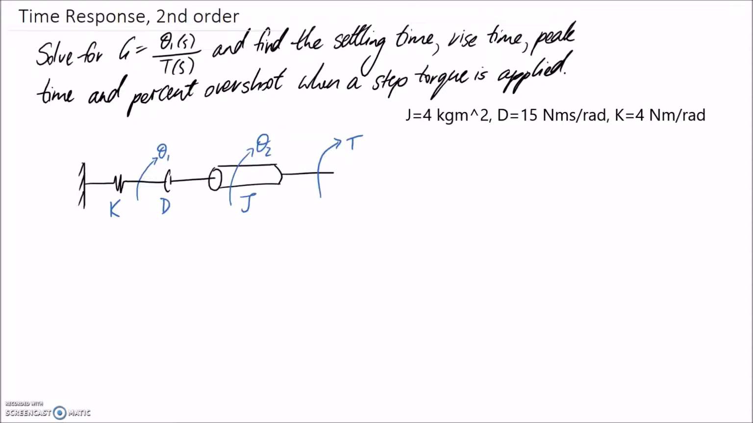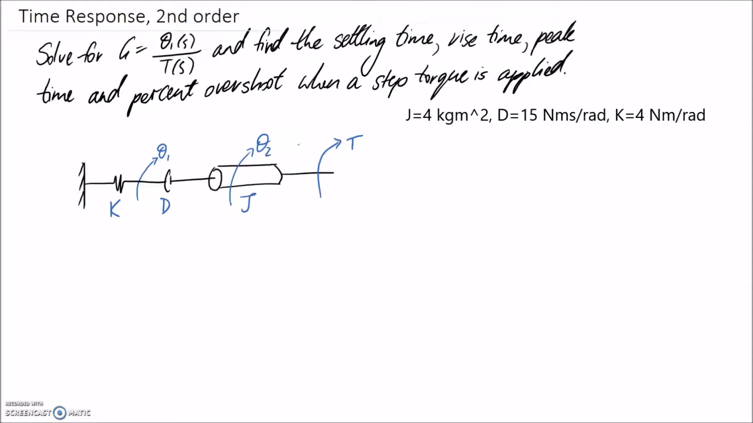So for this question, we're asked to solve for a transfer function G, which is equal to theta 1 on T, and we need to find the settling time, rise time, peak time, and percent overshoot when a step torque is applied.